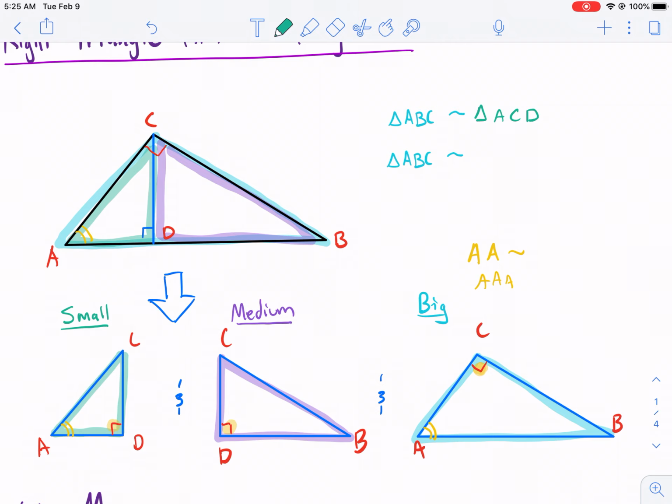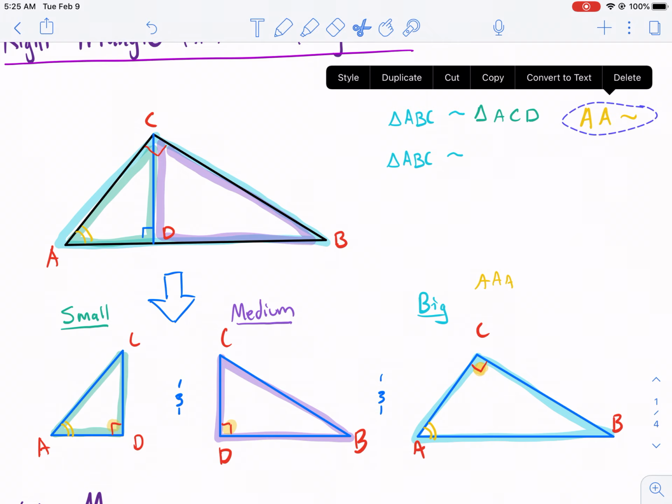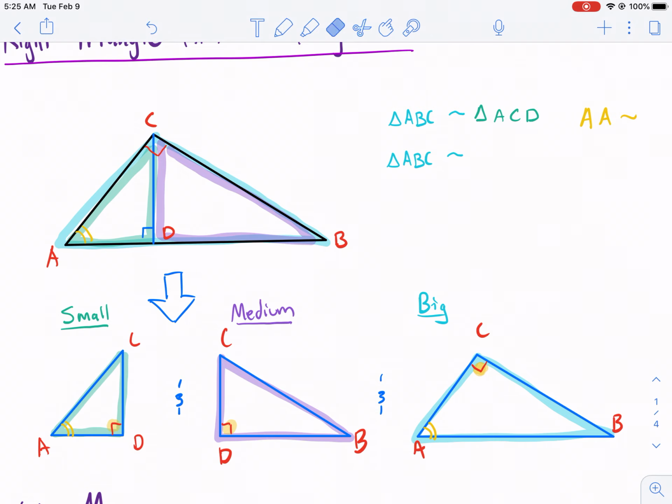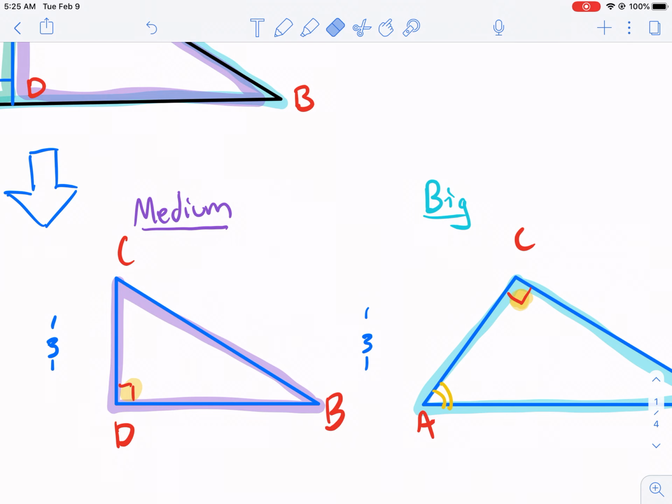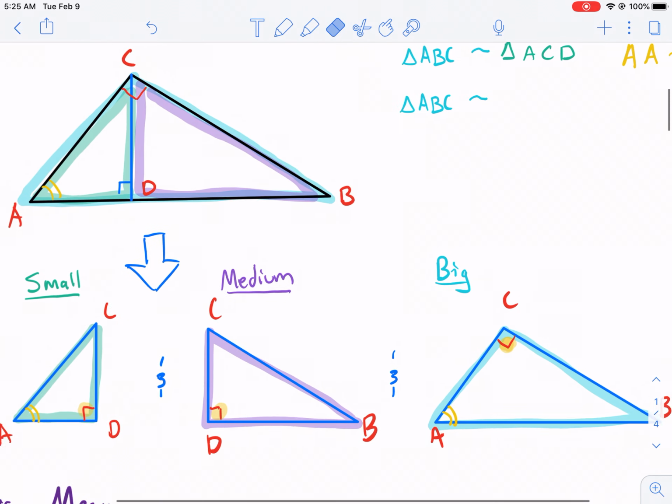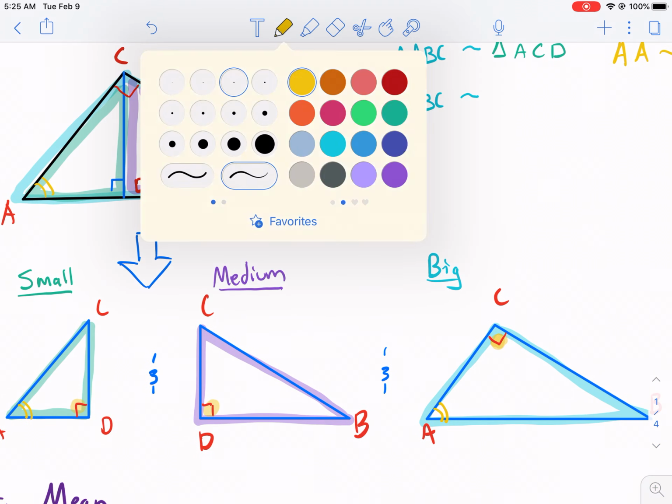The reason is angle-angle similarity. Now let's compare the big one and the medium one. They both have a right angle, but what about another angle? Can we find another angle that they share? And the answer is yes, we can.